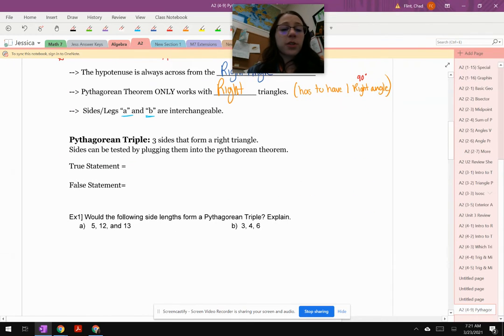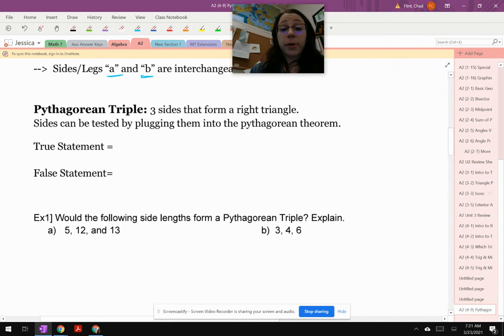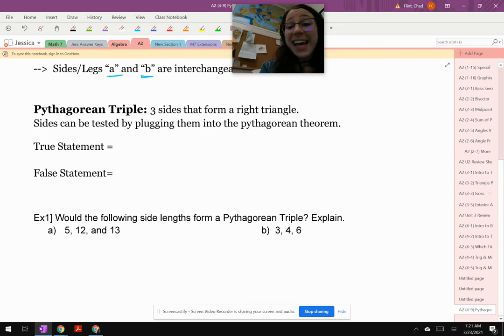So in this next section, we're going to talk about what's called a Pythagorean triple. A Pythagorean triple is just three sides that form a right triangle, but not every three sides are going to form a right triangle. Like if you just picked three random sides off the top of your head, there's no guarantee that those would form a right triangle. But we can test it by plugging them into the Pythagorean theorem.